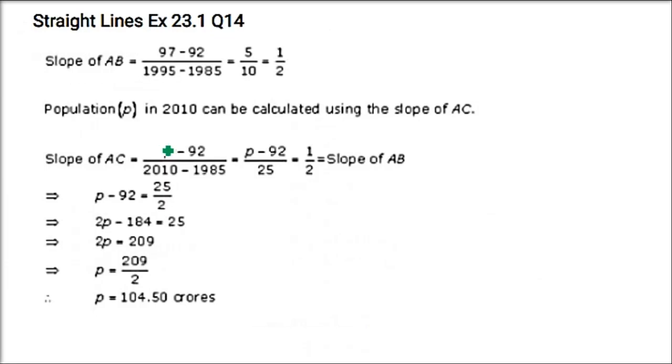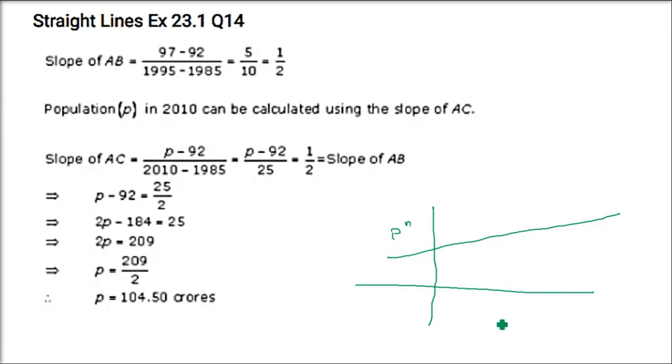Now there is a graph. Consider the following population and year graph. The graph is something like this. On the y-axis we have population in crores, since the question is asking for population, the answer will come in crores. There are some points given, 87 and 92, and others also, 97, 102. On the x-axis we have years. It starts from 1985, then you can go up to 1990, and the differences are 5.